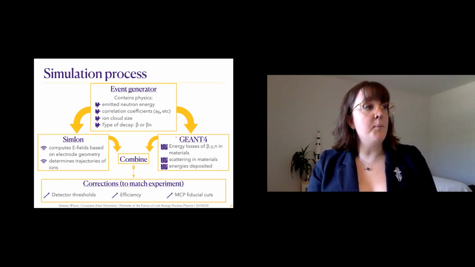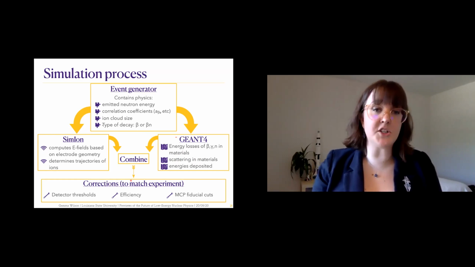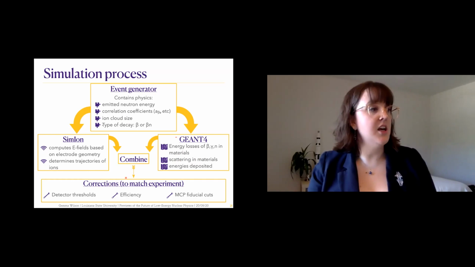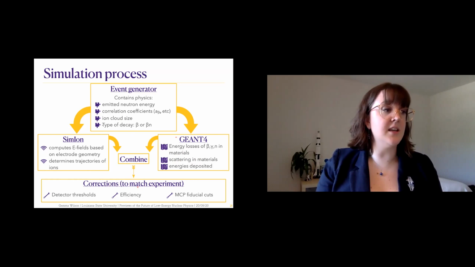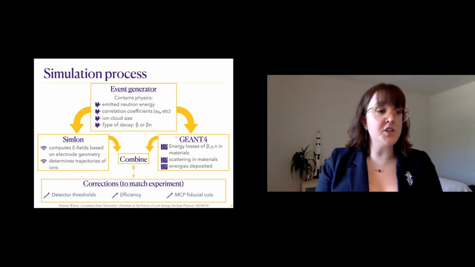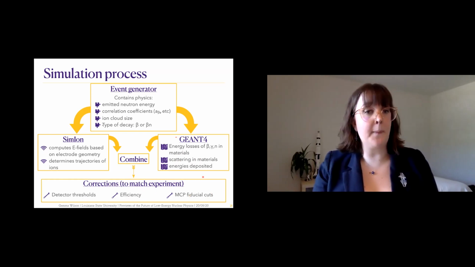We then combine these two outputs together, and we do some corrections to them because we want to make them match the experimental data, essentially. So we can apply detector thresholds to the plastic detectors and the MCPs. We can apply efficiencies, which is what we see in experiment. And we also use the same fiducial cuts that we use on the MCP for the data.